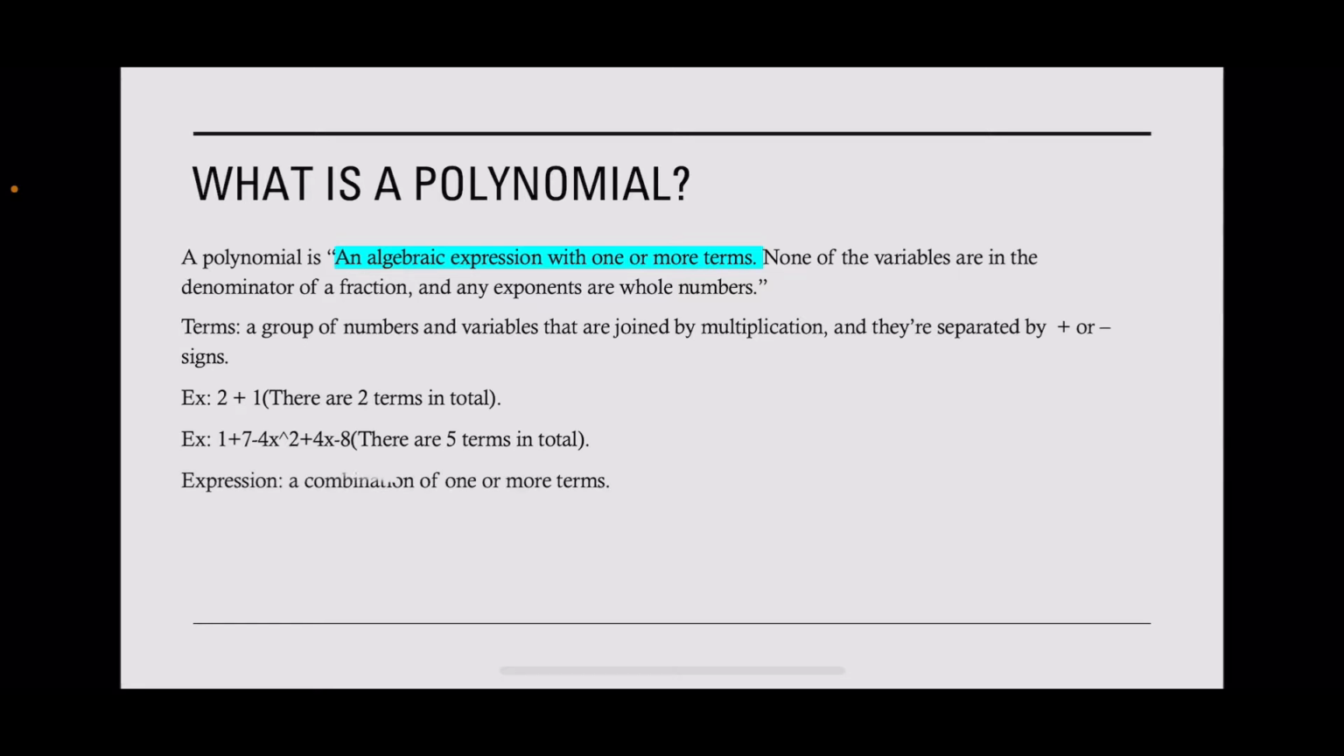Another thing that you need to know is expression, a combination of one or more terms. An example of this would be 2 plus 2x plus 4x squared plus 4x to the 4 power minus 100. This is a combination of more than just one term. There are a lot of terms and they're combined together by plus or minus signs. So if you want to call the whole group 2 plus 2x plus 4x to the 4 power minus 100, you call this an expression.